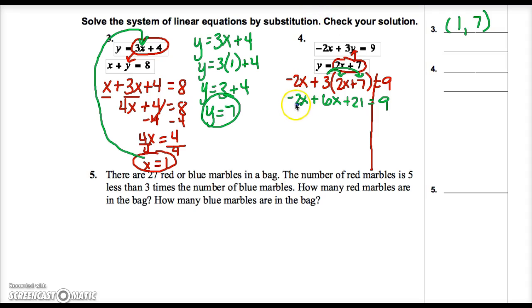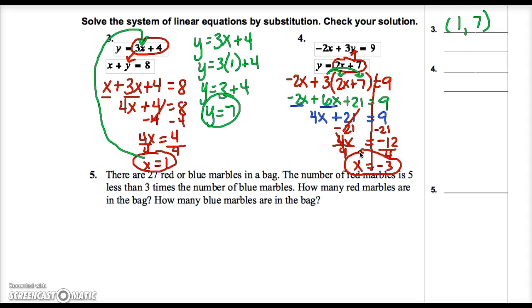Okay, my next step is to combine the x's. So negative 2x plus 6x, well, negative 2 plus 6 is 4, so that becomes 4x. I still have the plus 21 equals 9. Then I need to subtract 21 on each side. So 4x equals, and then 9 minus 21 would give me a negative 12. And then we divide by 4. So x equals negative 3.